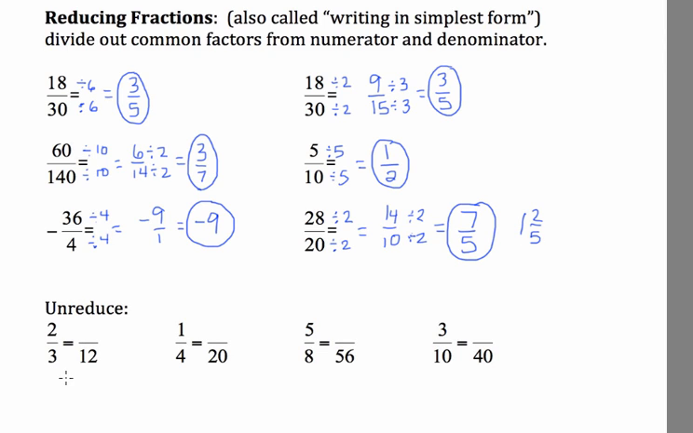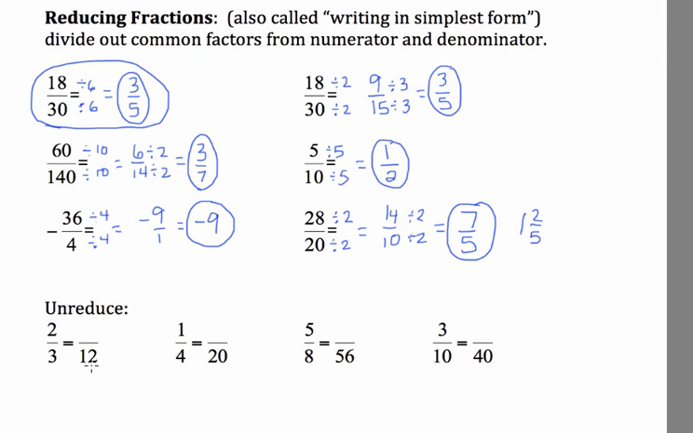A step that we'll do in the next video when we add fractions is we will need to unreduce. That is to turn 2/3 into the equivalent fraction that has a denominator of 12. So again, we're going to take this process and do it backwards. We're going to start with a fraction like 3/5 and multiply to get over to the 18 and multiply the 5 to get over to the 30. That's what we're going to do here. You use the denominator as a clue.